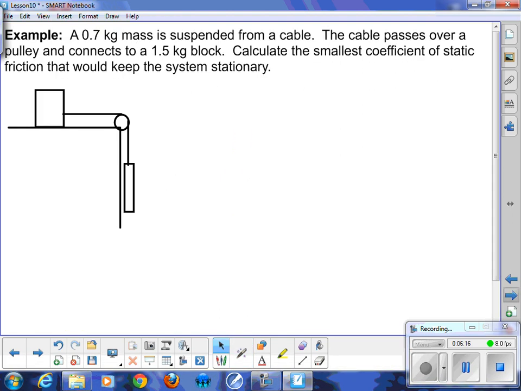Now the 0.7 kilogram mass is suspended from the cable, so it's the same question. However, we're looking for the smallest coefficient of static friction that will keep this system stationary. So really, I'm just going to use the FBD from the previous example.